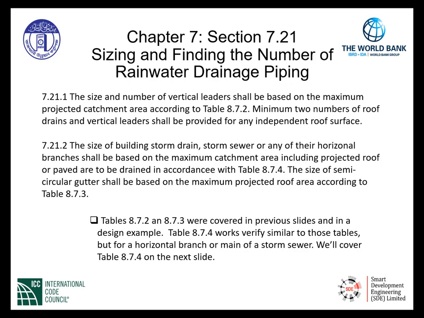As you remember, Table 8.7.4 works very similar to those tables. However, this is for horizontal branches or main of a storm sewer. We'll cover Table 8.7.4 on the next slide.